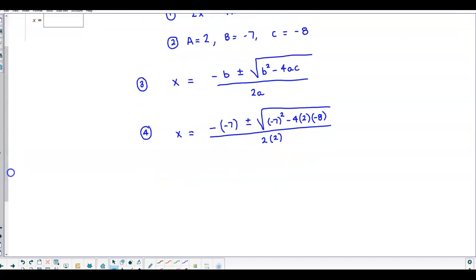So now we're going to use order of operations. So a negative times a negative is going to give us a positive 7. Plus or minus the square root of, well, negative 7 squared is 49. We have a negative times a negative, which is going to be a positive. And so 8 times 8 is going to give us 64 all over the value of 4.